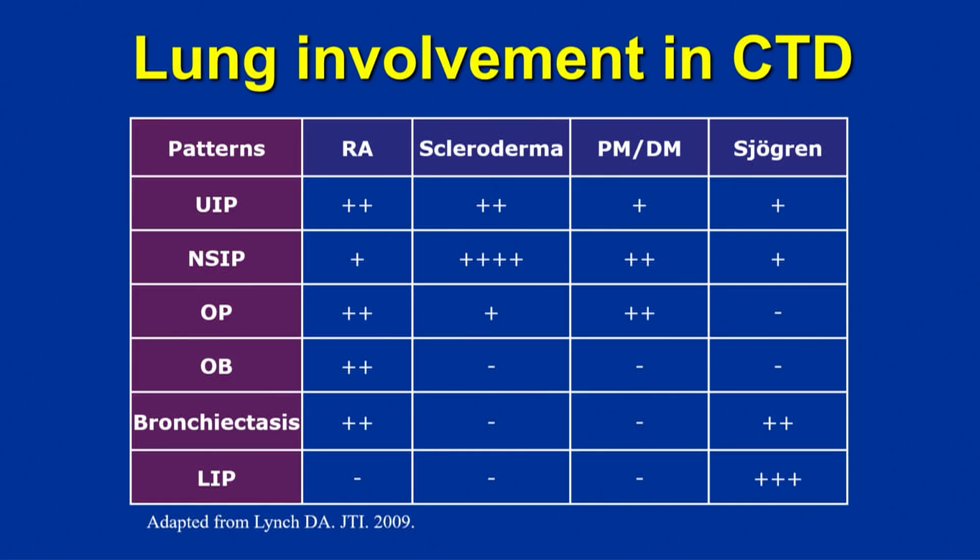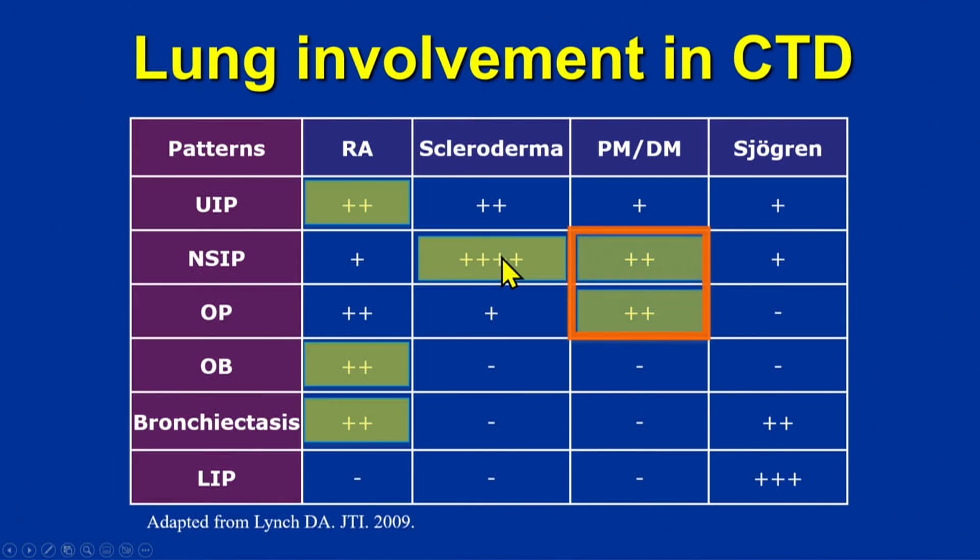Okay, so for those of you who like to take pictures, this is probably the picture you want to take. These are the common lung patterns associated with different connective tissue diseases. If you have RA, the most common idiopathic interstitial pneumonia pattern you're going to see is UIP. You can get NSIP as well, and in this disease setting, these patients also tend to get obliterative bronchiolitis and bronchiectasis. As most of you know, in systemic sclerosis, the most common interstitial lung disease pattern is going to be NSIP, nonspecific interstitial pneumonitis.